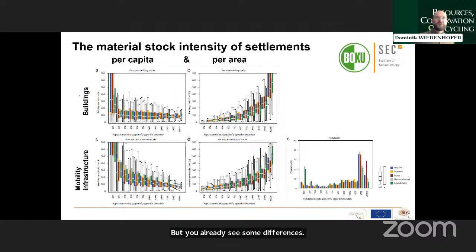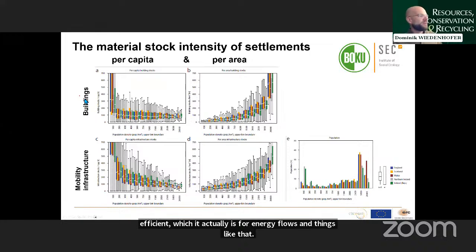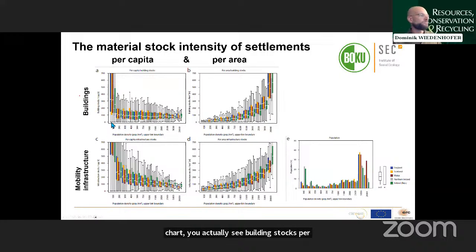I took it a little bit further because I'm not a real geographer, but I was always intrigued by this question of how urban form actually relates to resource use, and how it relates to the amount of infrastructure and buildings we have. We all might have this intuitive feeling that a single family house is very inefficient and a multifamily residential building is much more efficient, which it actually is for energy flows and things like that. But if you look at the top left chart, you actually see building stocks per capita per area across population density of all regions in the UK and Ireland, okay?